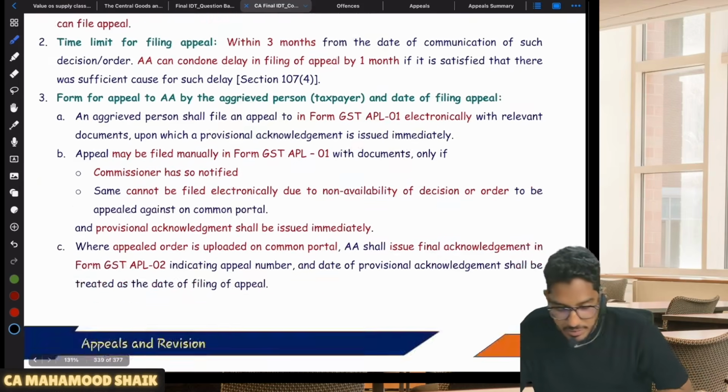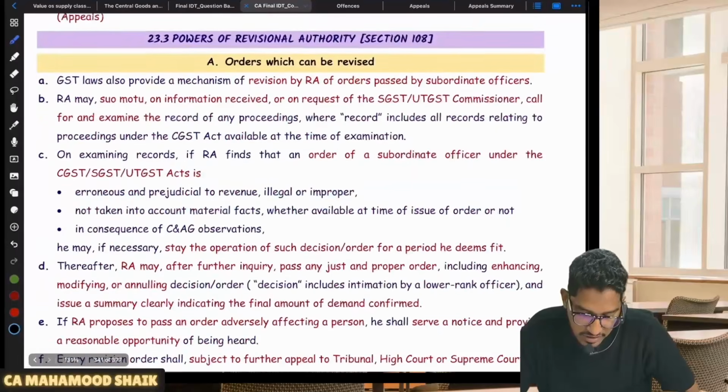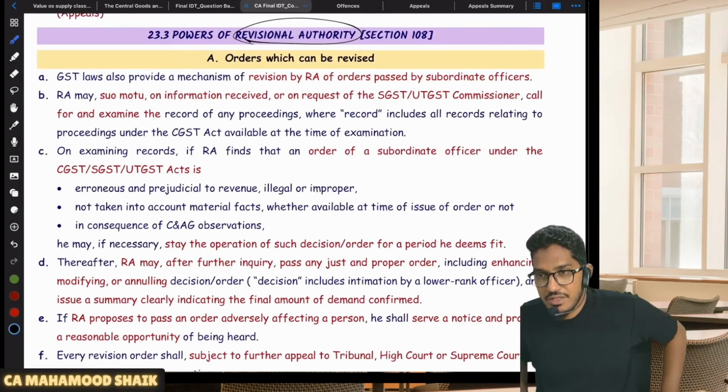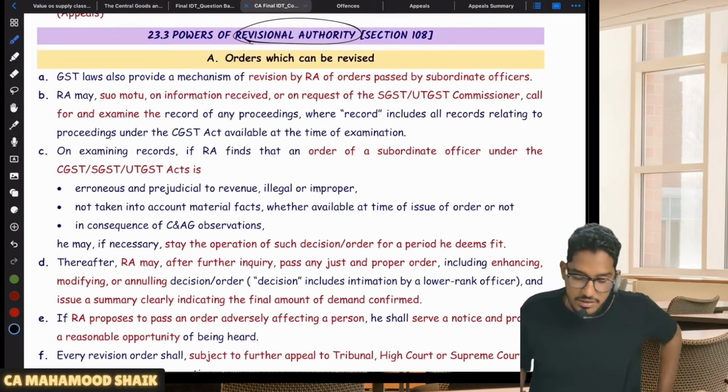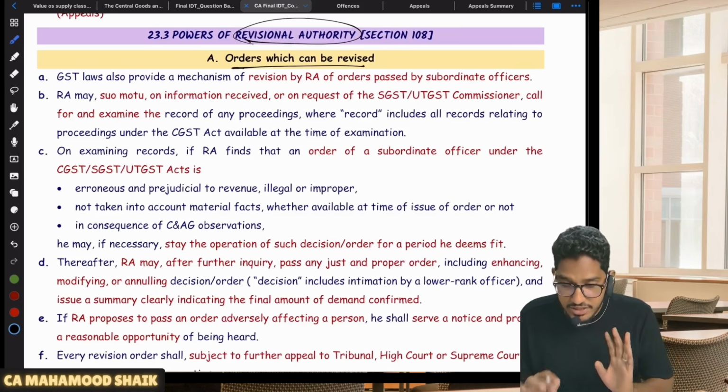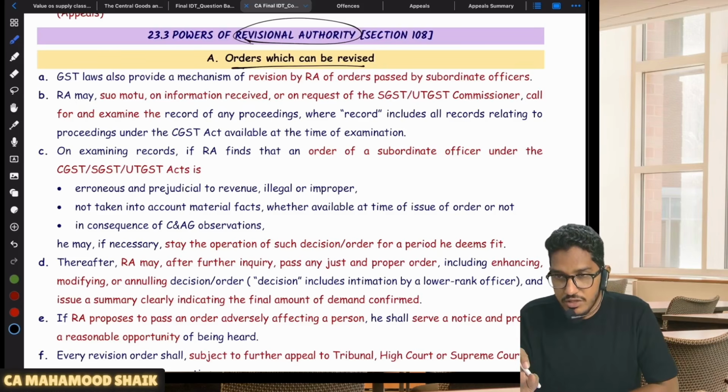But before talking about appeals, there is something regarding revision that we will try to cover. Powers of the revisional authority. What is this revision process? First we will try to understand it, thereafter we'll go to the appeals. So, orders which can be revised: which kind of orders can be revised by the revisional authority.